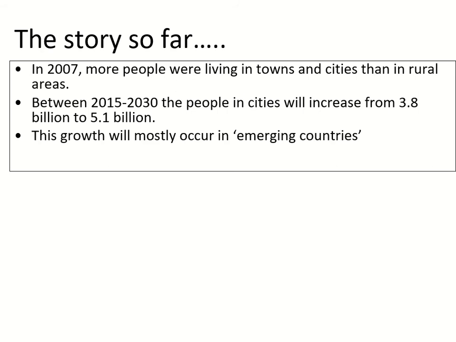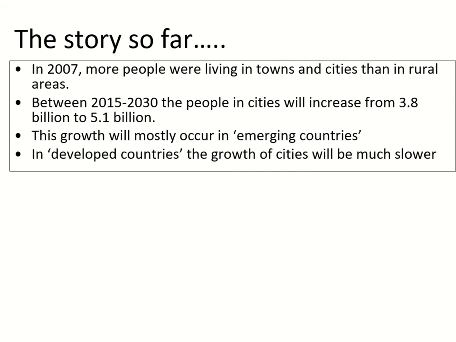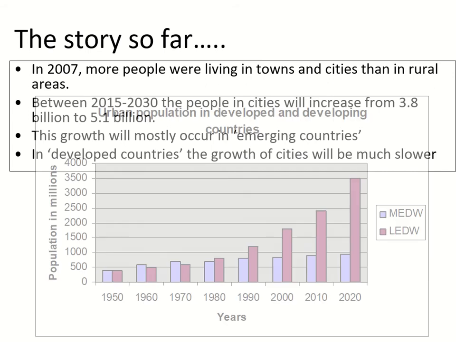And most of that growth is going to occur in emerging countries because everywhere else, like the developed countries, it's pretty much already happened. So in developed countries, the growth of cities will be much slower because, again, they're already pretty much full to capacity.